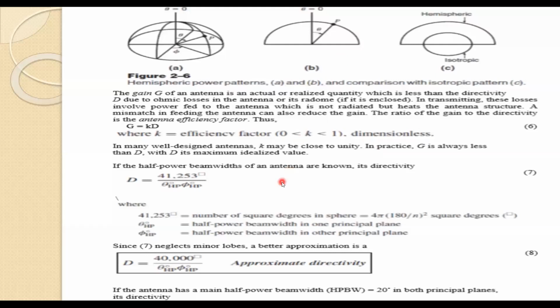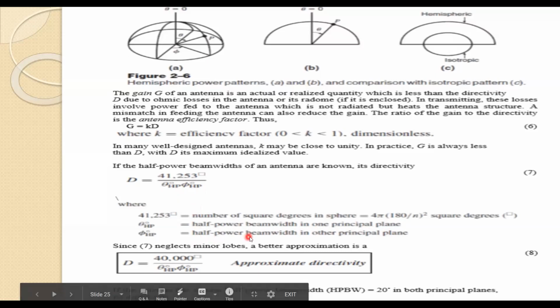So by using that knowledge, the updated equation for directivity equals 41253 divided by theta half power and phi half power. What is the 41253? The number of square degrees in the 4π sphere. Theta half power is the half power beam width in one principal plane, and phi half power is the half power beam width in the other principal plane.